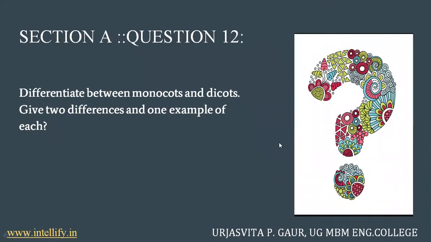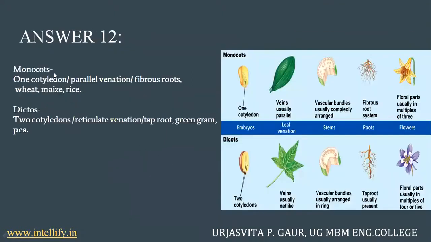Now the next question says, differentiate between monocots and dicots, and then give two differences and one example of each. Then monocots are nothing but one cotyledon, parallel venation, fibrous roots. And the examples of monocots are wheat, maize, and rice. And dicots are two cotyledons, reticulate venation, taproot. And so basically the examples, these are green gram and peas.